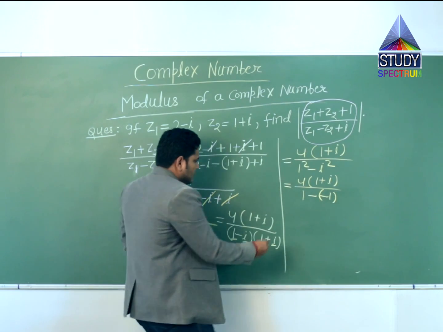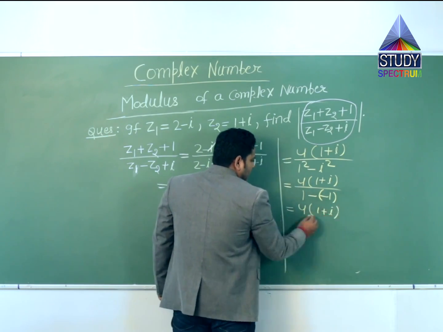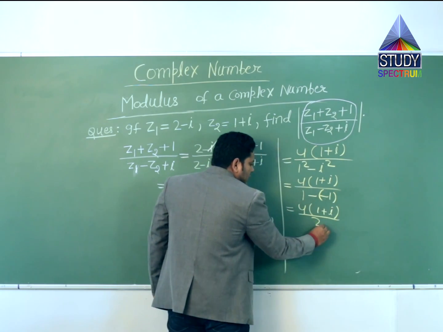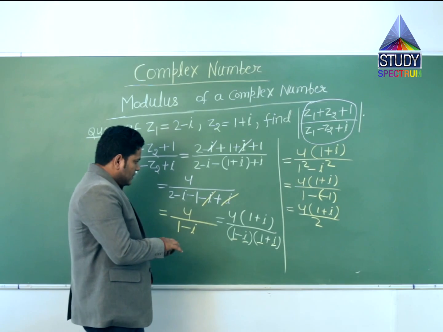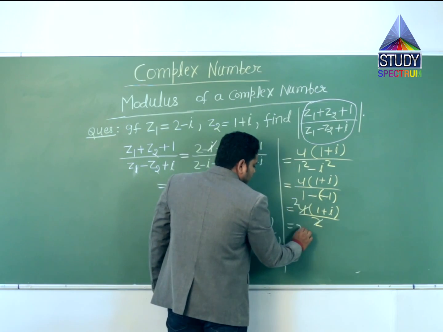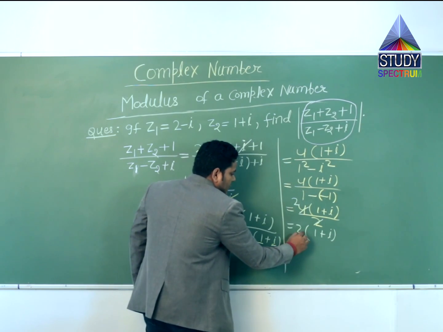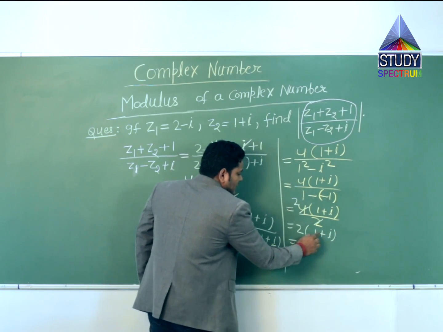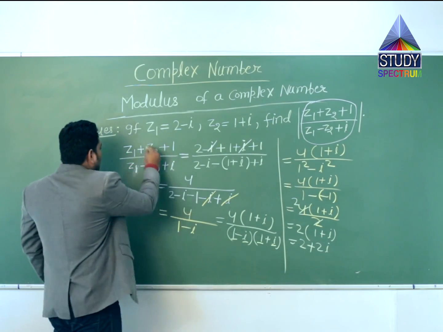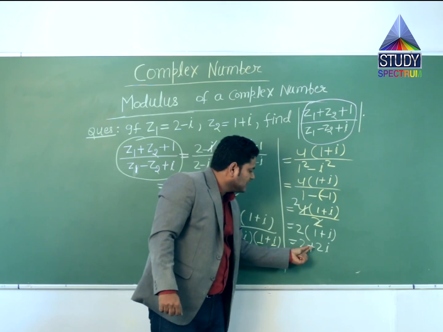Got it? So it will be 4 into 1 plus i upon 1 minus into minus is plus 1, so it will be 2. Got it? 2 2s are 4, so we will be left with 2 into 1 plus i, or you can say 2 into 1 is 2 plus 2 into i is 2i. So we have converted this whole complex number in terms of x plus iy.